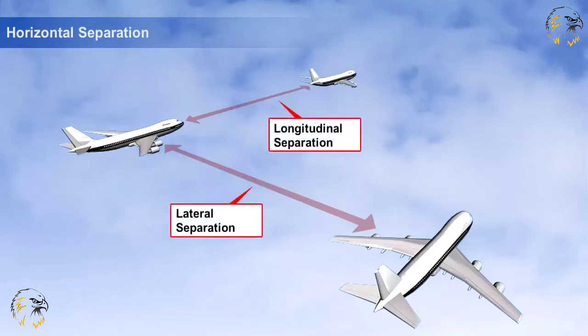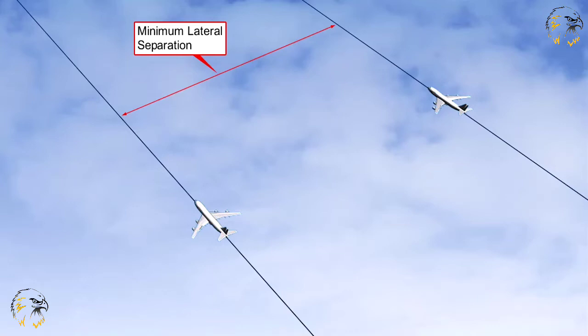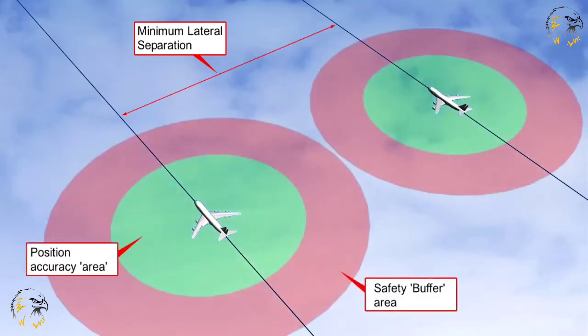Horizontal separation relates to the distance between aircraft in the horizontal plane. It may be longitudinal or lateral. Lateral separation shall be applied so that the distance between those portions of the intended routes for which the aircraft are to be laterally separated is never less than an established distance that will account for navigational differences and a buffer zone. The buffer zone is determined by the authority and is applied to all methods of separation.